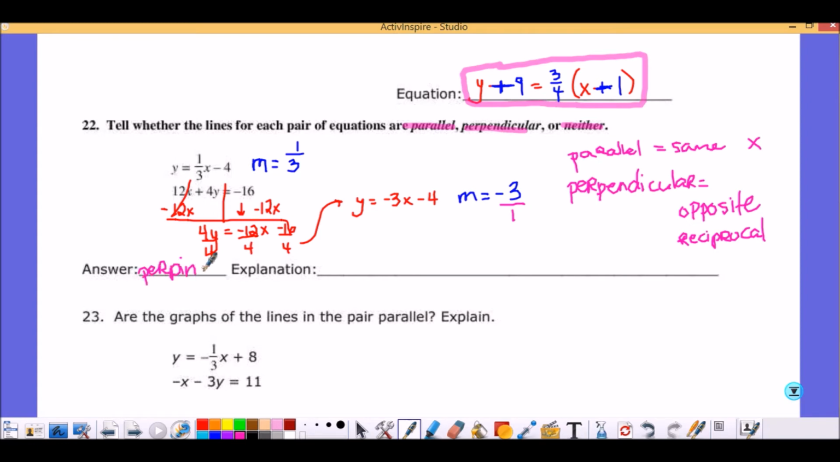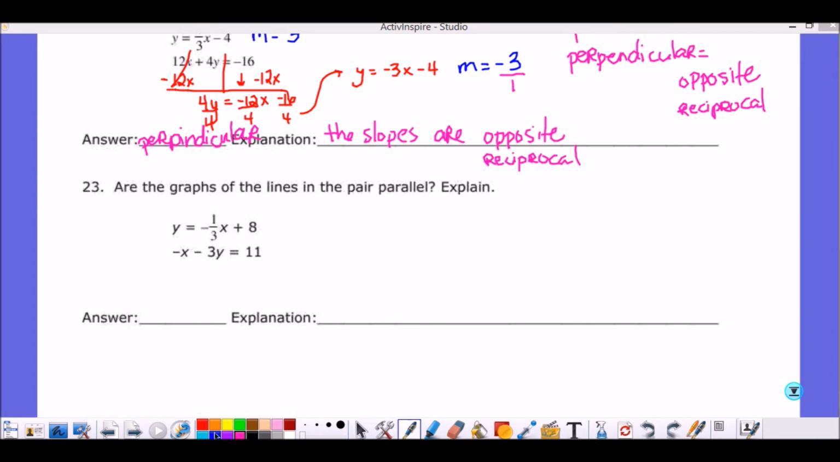Alright, so because the slopes are opposite, because one's positive and the other one is negative, and it is also the reciprocal, which means it's a flip. So that means one of them is 1/3 and the other one is 3/1.